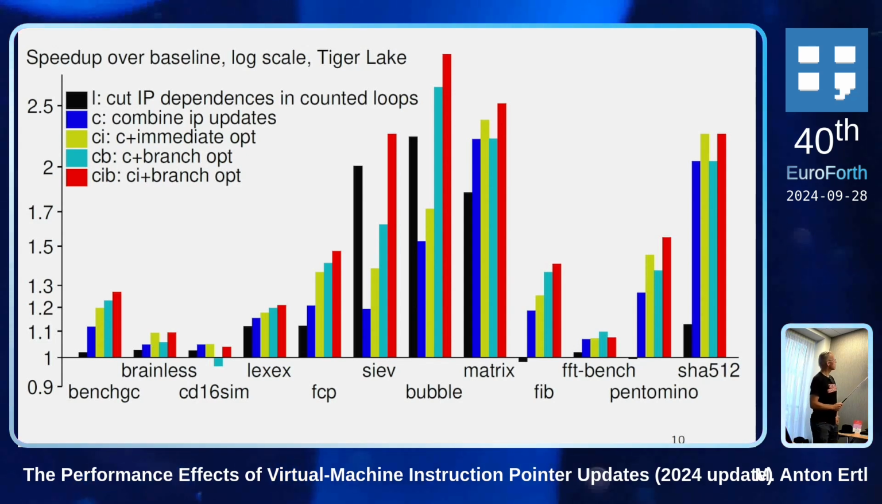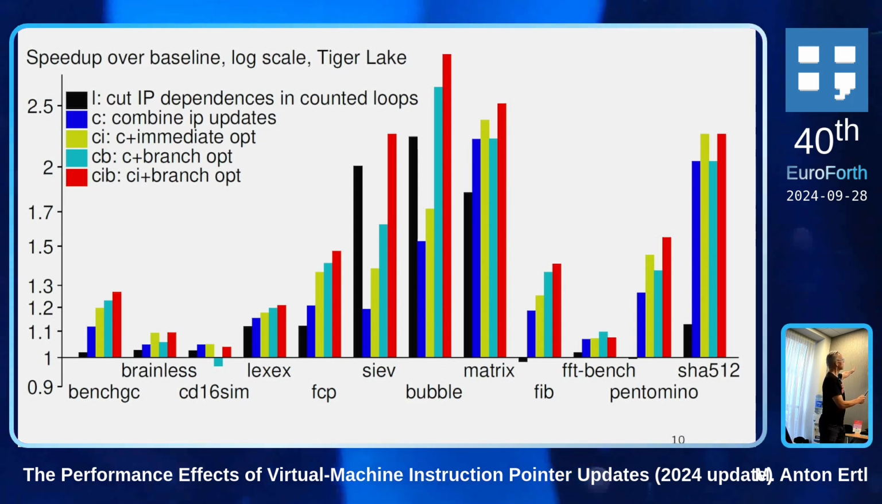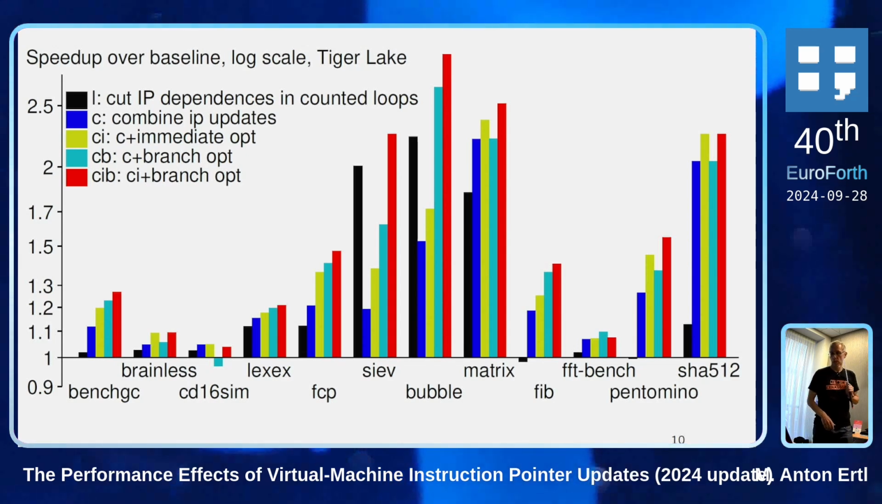Some other thing we see is that here we have also C plus B without the immediate optimization, and there are cases where CI is better than CB, and other cases where CB is better than CI. But in any case, CI and B is best overall.